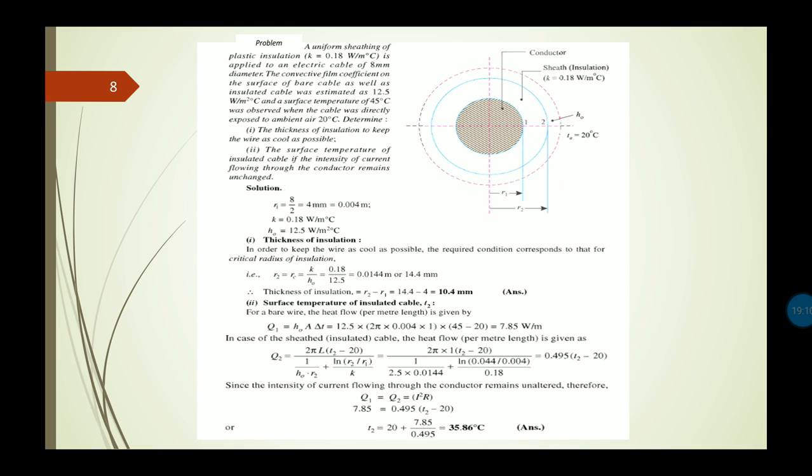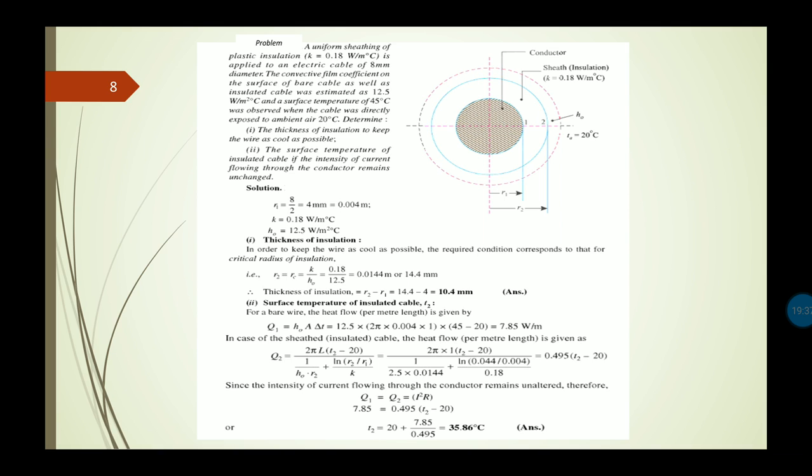For a bare wire, the heat flow per meter length can be calculated using the equation of Newton's law of cooling, that is Q1 equals H naught A delta T. Now all the values are actually given in the numerical. So putting all the values, we can calculate the heat flow Q1, which is equal to 7.85 watt per meter.